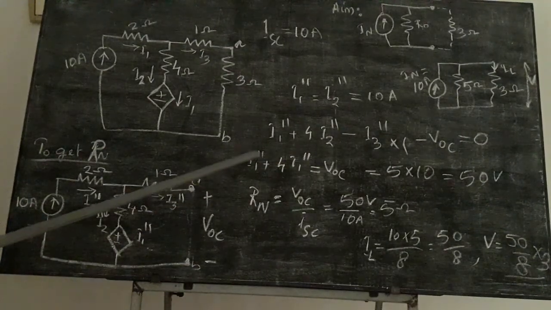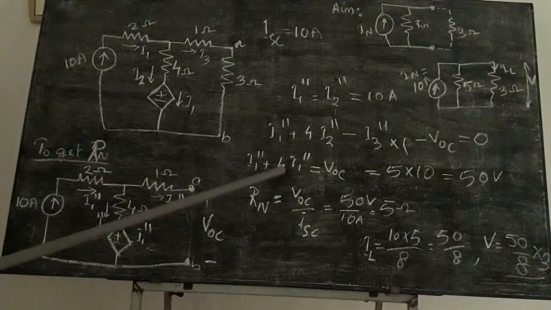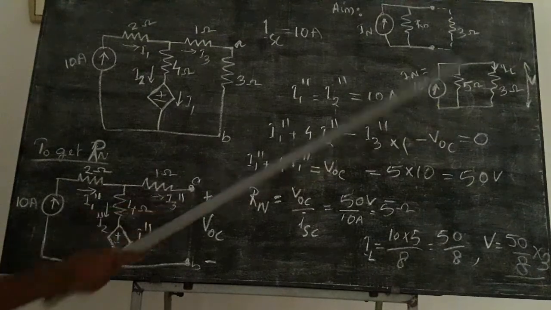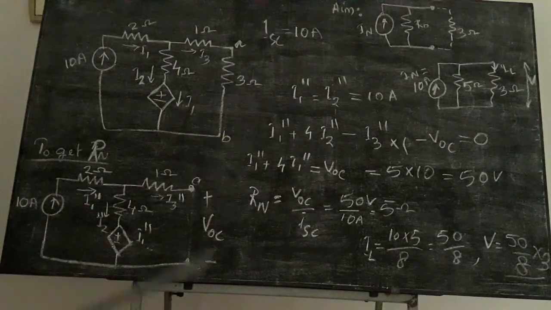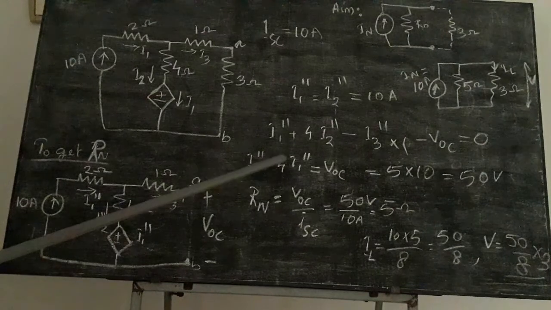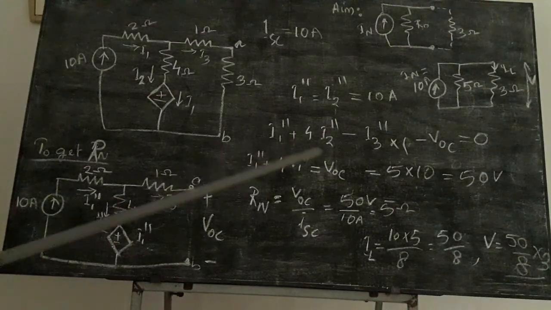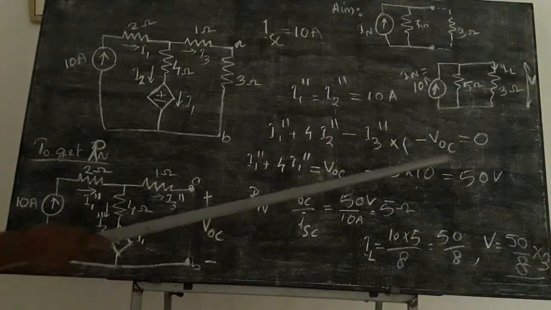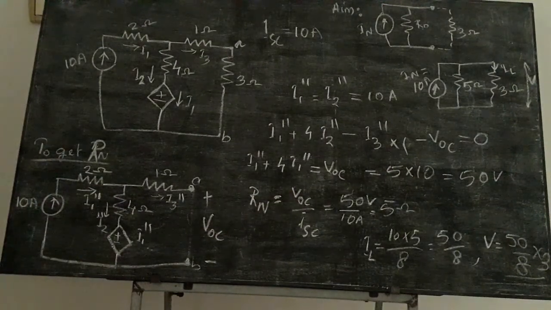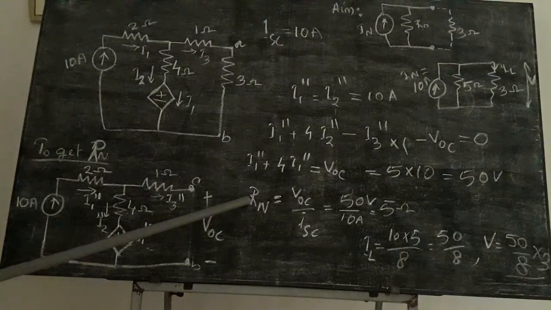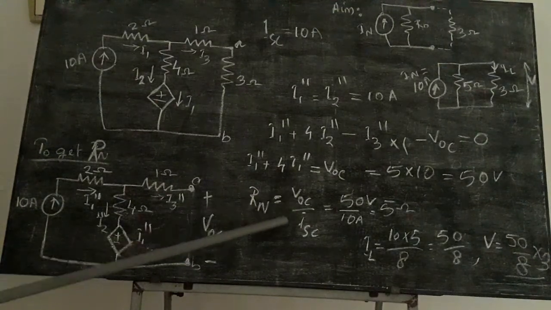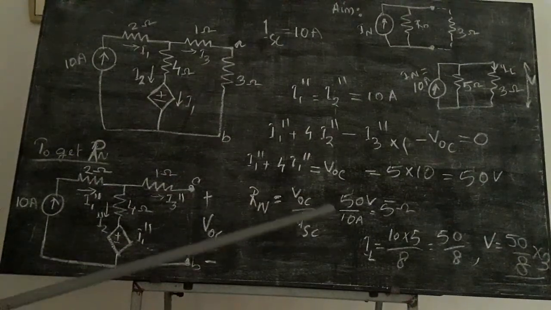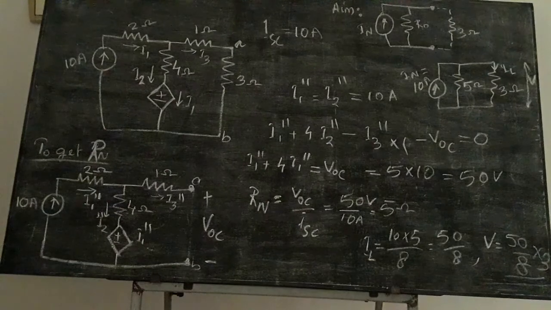Now I1 double dash plus 4I2 double dash means 4I1 double dash is equal to VOC. Minus VOC, when we get to other side, it will become plus VOC. So I1 double dash plus 4I1 double dash means 5I1 double dash, that is 5 into 10. I1 double dash is equal to 10, so 5 into 10. So VOC is equal to 50 volt. Then what is RN? The Norton equivalent resistance equal to VOC by ISC, that is 50 by 10 because ISC we already got as 10. So 50 by 10 equal to 5 ohm.